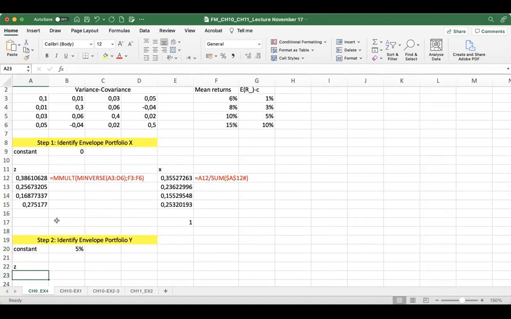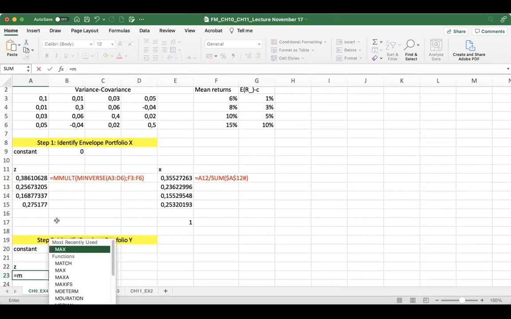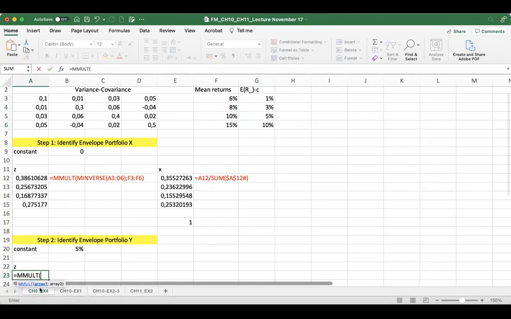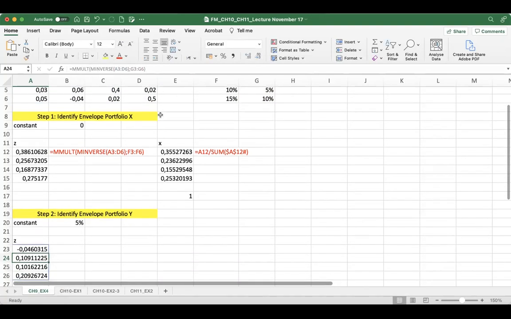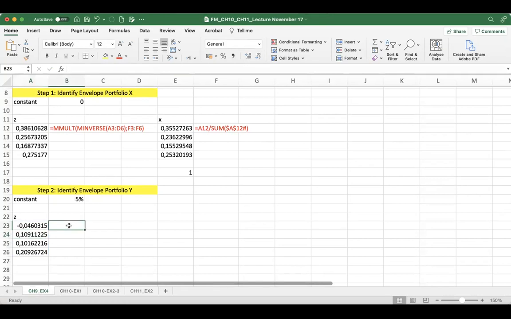So we use the same formula. The Z vector is the matrix multiplication between the inverse of the variance covariance matrix and the risk premium vector, not the mean returns vector as we did for portfolio X, the risk premium vector. And close the parentheses. So this is the Z. So this is the formula.